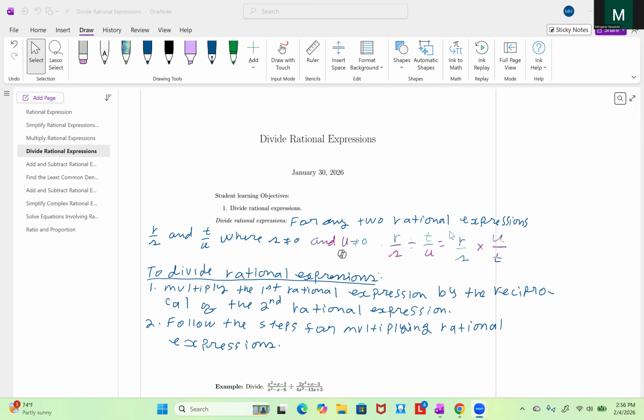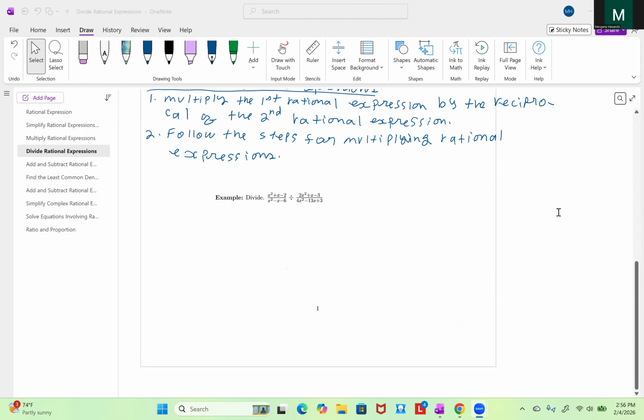Example: divide x squared plus x minus 2 over x squared minus x minus 6, divided by 2x squared plus x minus 3 over 4x squared minus 13x plus 3. So let's write each in factored form.